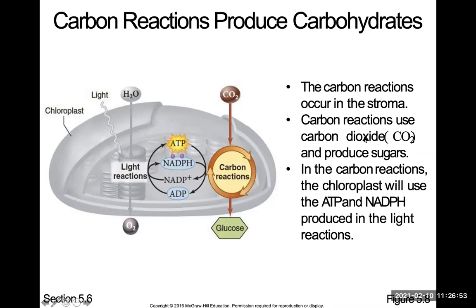And in carbon reactions, the chloroplast will use ATP that's produced from the light reaction, and NADPH that's also produced from the light reaction, to make glucose. If you're taking notes, maybe say light reaction produces ATP and NADPH. Dark reaction makes the sugar, glucose.